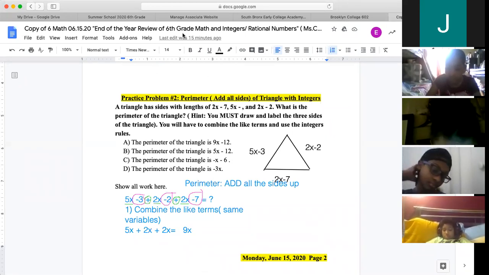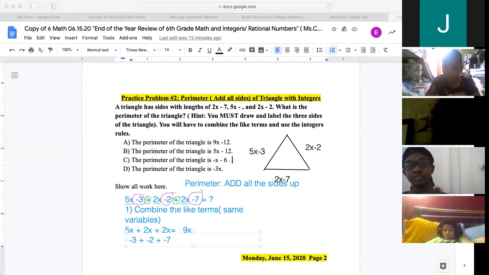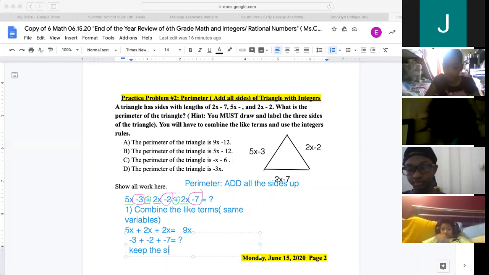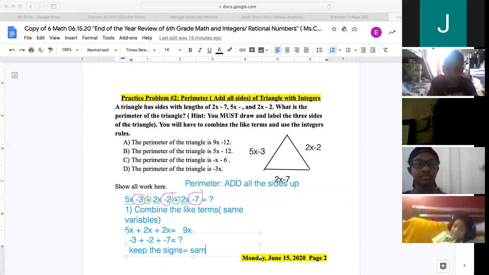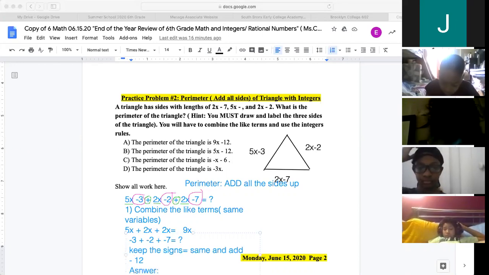So let me just double check something. All right, no one's in my screen here. All right, so now what we're going to do is this. That is the variables. We are now going to add -3 plus -2 plus -7 to equal a term. And we know here that we're going to keep the signs because they're the same and add. So we know it's negative. 3 plus 2 is 5. 5 plus 2 is 12. Now I'm going to actually put the whole entire thing together. So the answer, we have the 9x minus 12.